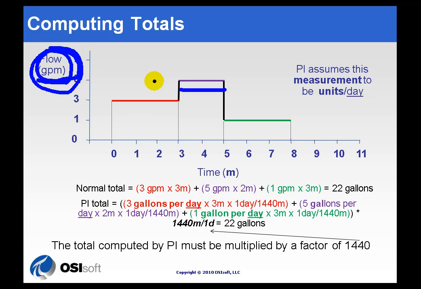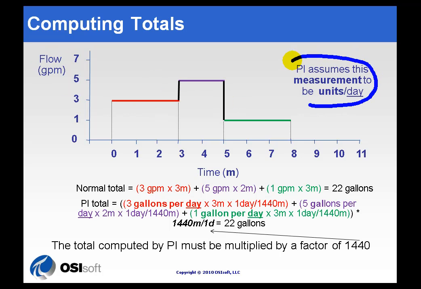Instead of gallons per minute, for some reason, you thought that this was coming in units per day. Because that's exactly what Pi's doing. Pi doesn't know about gallons per minute. Pi is assuming units per day. So how does it do that calculation? It does it by looking at this 2 minutes here, in which the value was 5, and it says, oh, 5, that's 5 units per day, 5 gallons per day.